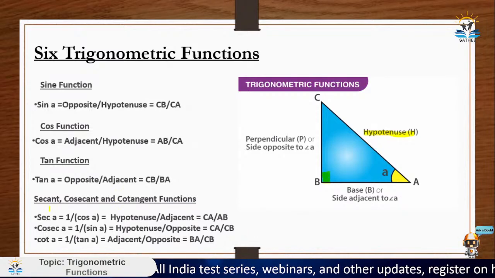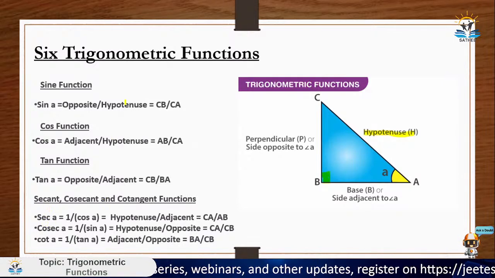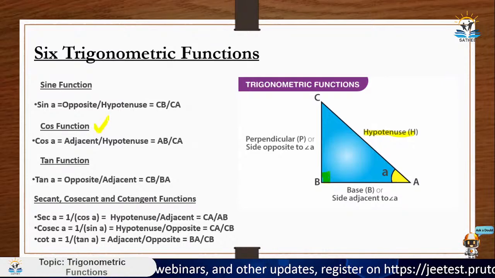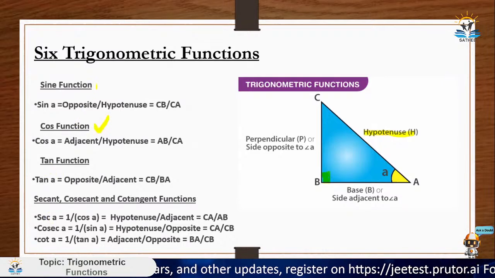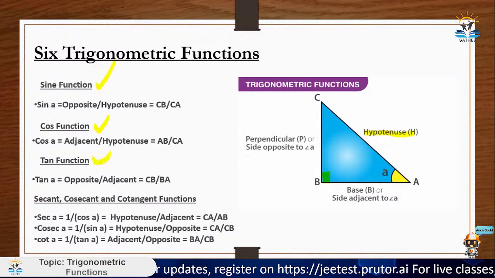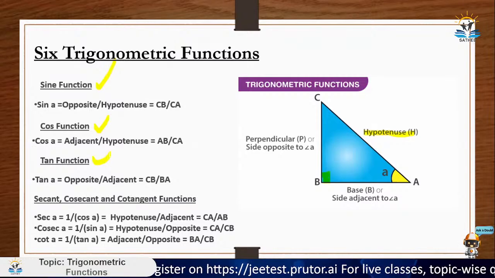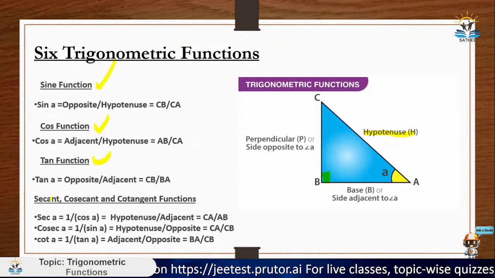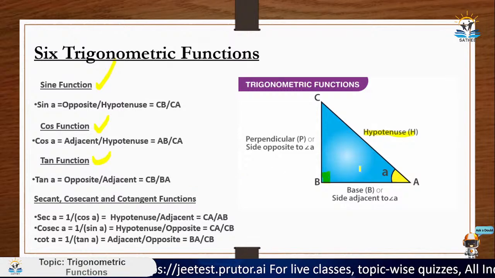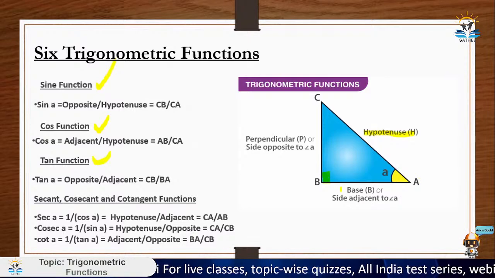Now moving on to secant, cosecant and cotangent functions. What is sec? Sec is inverse of cos. Sec is the inverse of cos, cosec is the inverse of sine, and cotangent is the inverse of the tan function. So basically you have to learn these functions because these are actually important. So what is secant? Secant is 1 upon cos. Since it is 1 upon cos, you can say it is adjacent upon hypotenuse. No, it is hypotenuse upon adjacent. Why? Because it is the inverse of cos.